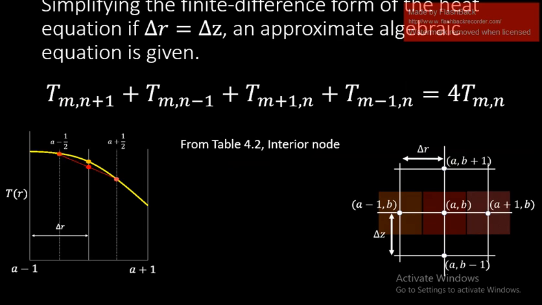So, by simplifying the finite difference form of the heat equation, and if delta R equals delta Z, meaning the steps that you go up and down and left and right are the same, an approximate algebraic equation is given as seen. This is only applicable for an interior node.